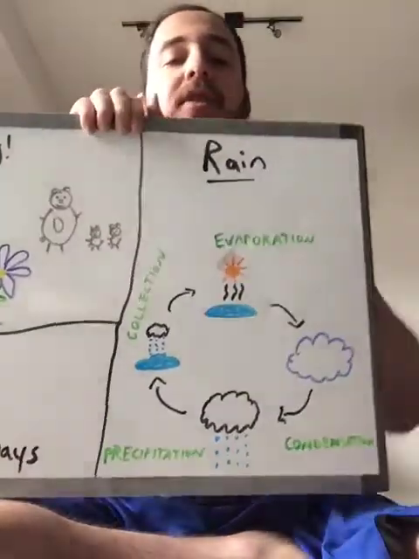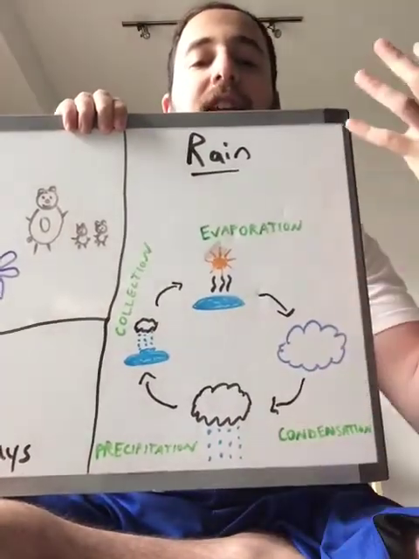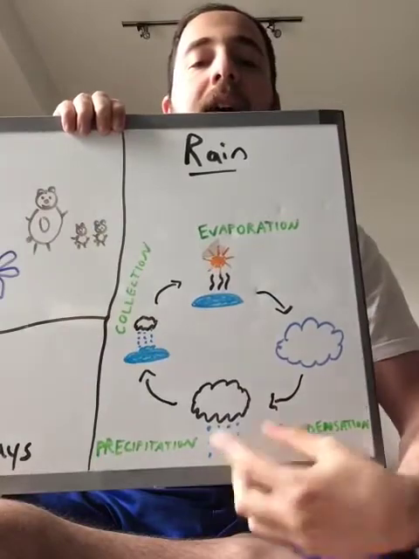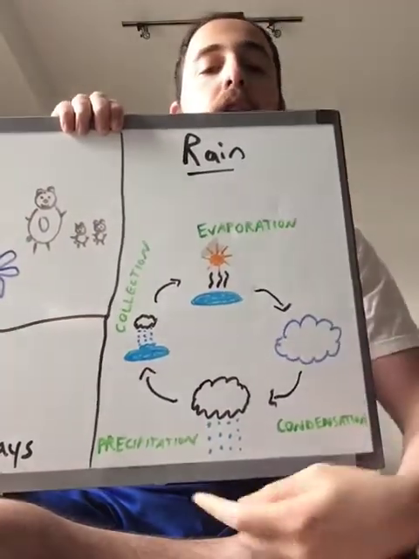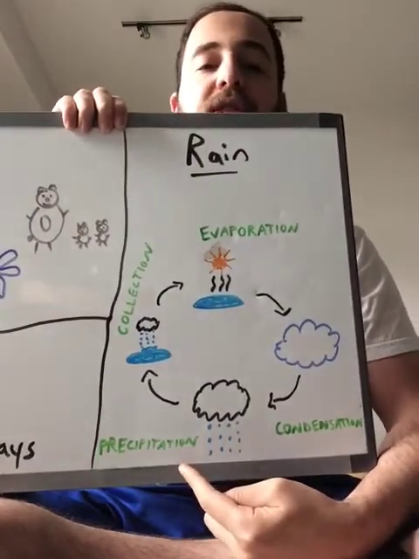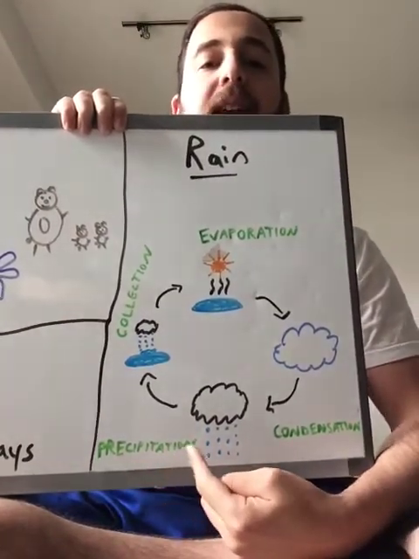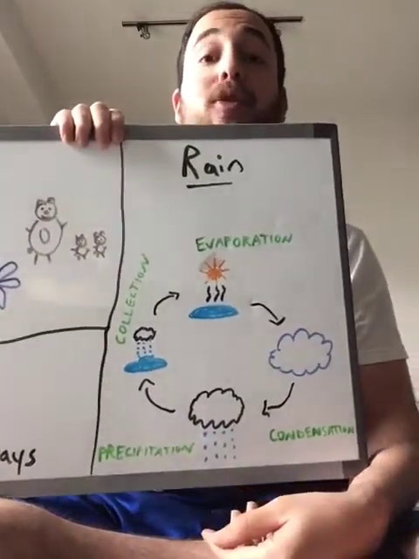With all the clouds in the sky, those clouds are filled with moisture, and eventually they release, and it starts to rain. And we call that precipitation. Can you guys say that? Precipitation. That's just a fancy scientific word for rain.